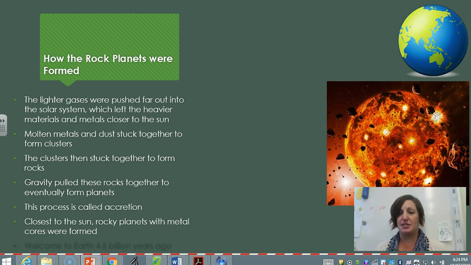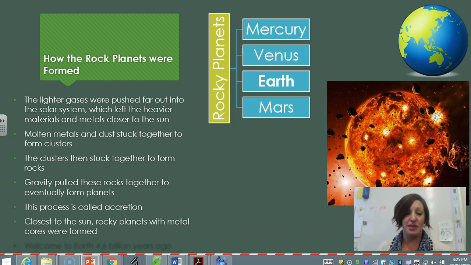The closest to the Sun were the rocky planets with the metal cores, and that's where they were formed. And it took a long time. The rocky planets were Mercury, Venus, Earth, and Mars, as you hopefully should know.